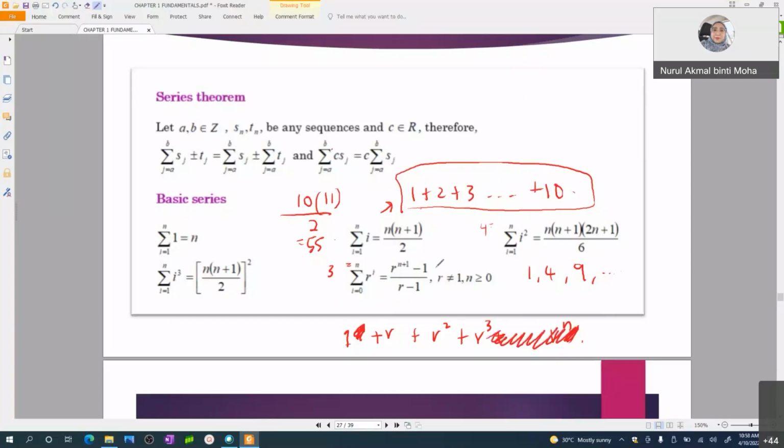R to the power of 5, 3. R to the power of 4 minus 1. R to the power of 4 minus 1 divided by R minus 1. I think you have to do some factorization in order to get this one, but somehow this will be equal to this one. Okay. And then type of series. I think this is also an example.